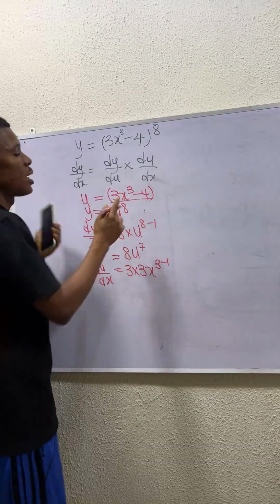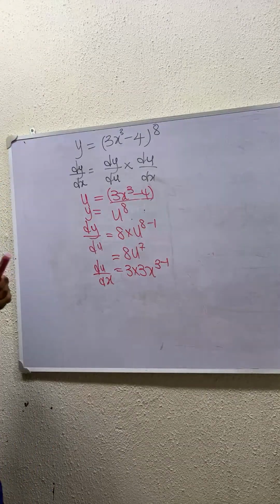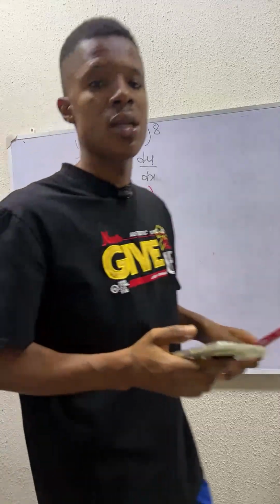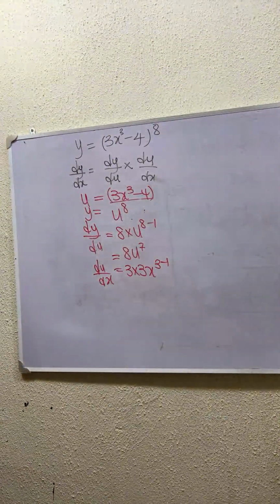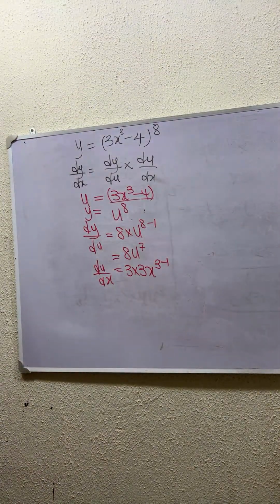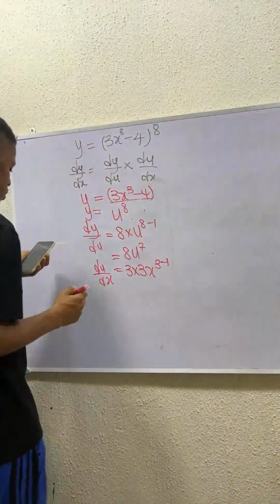So differentiating a constant gives us what? What's the value when you differentiate a constant? When you differentiate a constant, you have a 0.